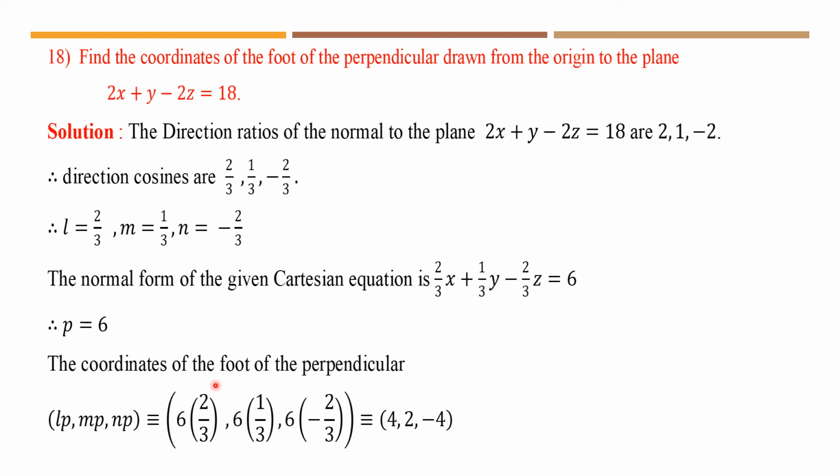We know that the coordinates of the foot of perpendicular are LP, MP, NP. Put the values of L and P. Here it is 2 by 3 into 6, then 1 by 3 into 6, then minus 2 by 3 into 6. 3 into 2 is 6, 2 into 2 is 4. 3 into 2 is 6, 2 into 1 is 2. 3 into 2 is 6, 2 into minus 2 is minus 4. Hence, the foot of perpendicular is 4, 2, minus 4.